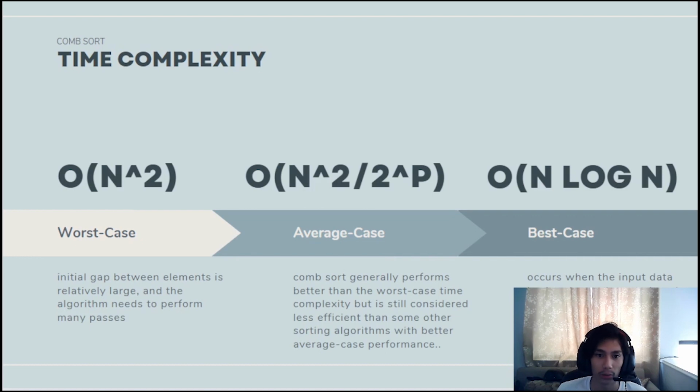The CombSort is a relatively simple sorting algorithm that improves the bubble sort. It gets its name from the way it reduces the gap between elements being compared and swapped during each pass. The time and space complexity of this sorting algorithm are as follows. In the worst case scenario, CombSort has a time complexity of O(n squared), where n is the number of elements to be sorted. This worst case time complexity occurs when the initial gap between elements is relatively large, or the algorithm needs to perform many passes.